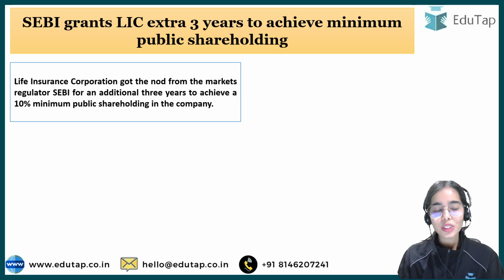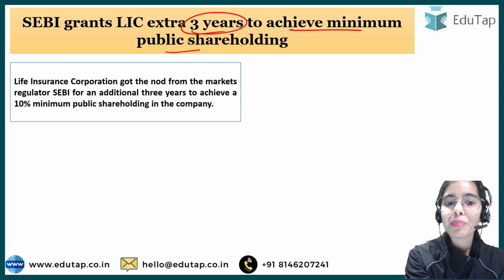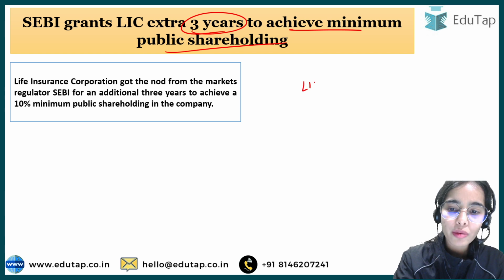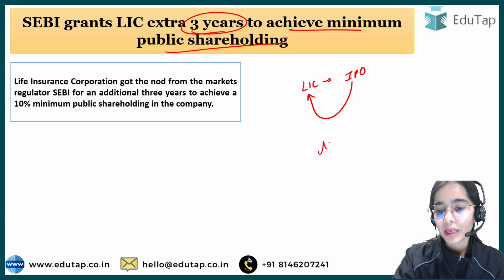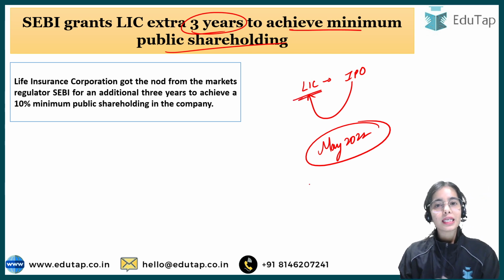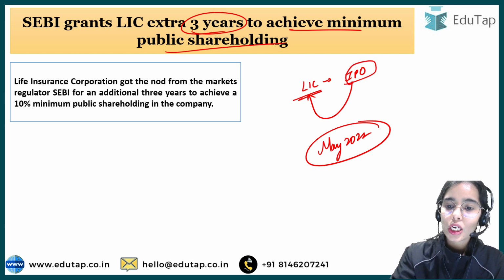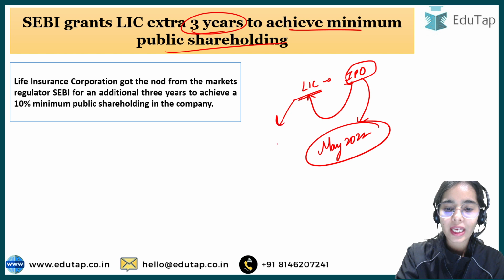So starting with the first news article, the SEBI has granted LIC extra 3 years to achieve the minimum public shareholding. So I hope you remember that the initial public offering of the LIC was released in May 2022. So for the first time, the shares of the LIC were available for the public. Okay, so that is the initial public offering. LIC released its IPO in May 2022 and LIC got listed in the Bombay Stock Exchange and the National Stock Exchange in May 2022.